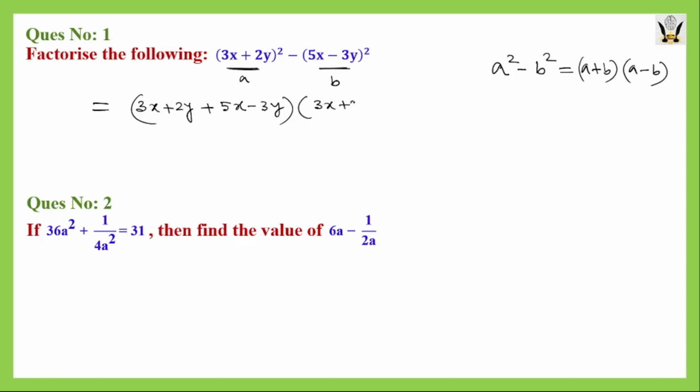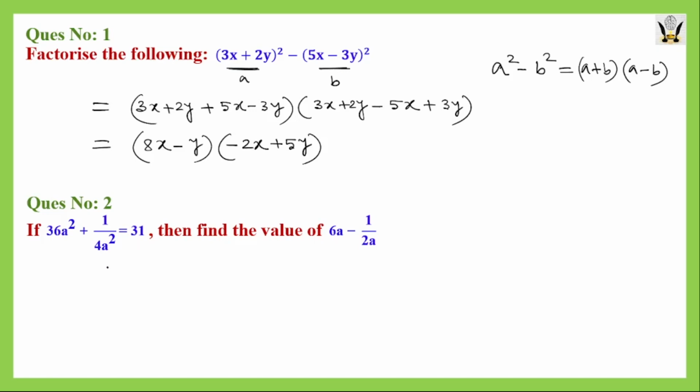So 3x plus 2y, then minus b. b itself is 5x minus 3y, so it will be minus of 5x, and then minus of minus, these two minuses will become plus, so it will be plus 3y. And if we simplify further, these will be the two factors of the given expression.